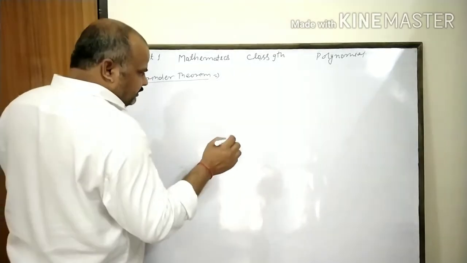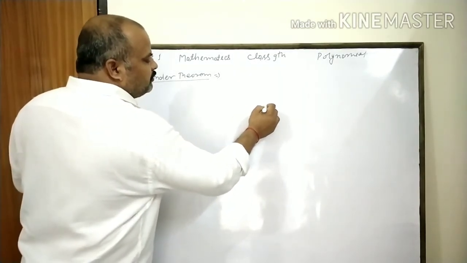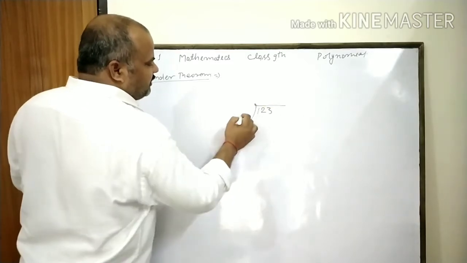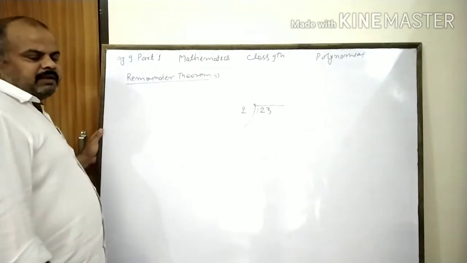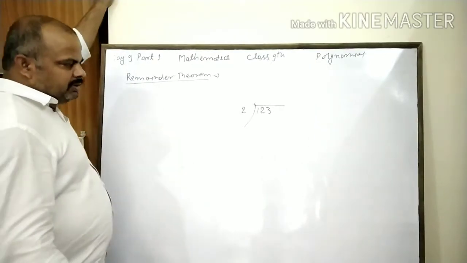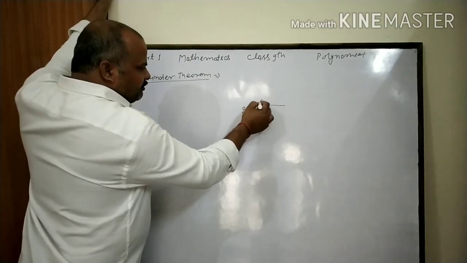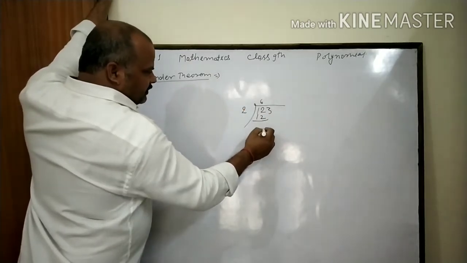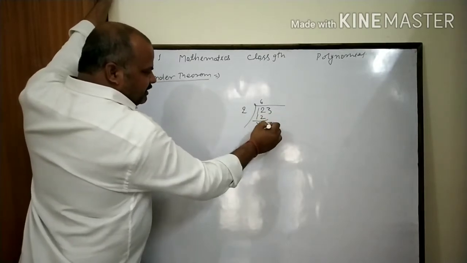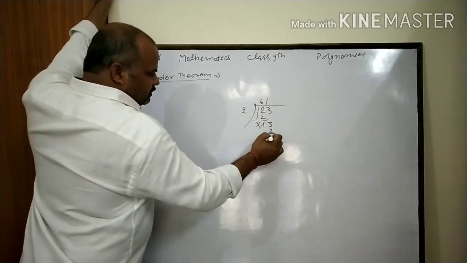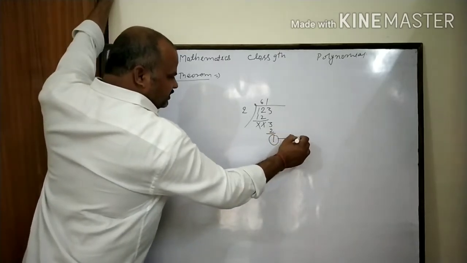suppose 123 is divided by 2, clear? Then 6 times 2 is 12. How much is it? Here no remainder, and it is 3, 2 1s are 2, and the remainder is 1. Then this is the remainder.